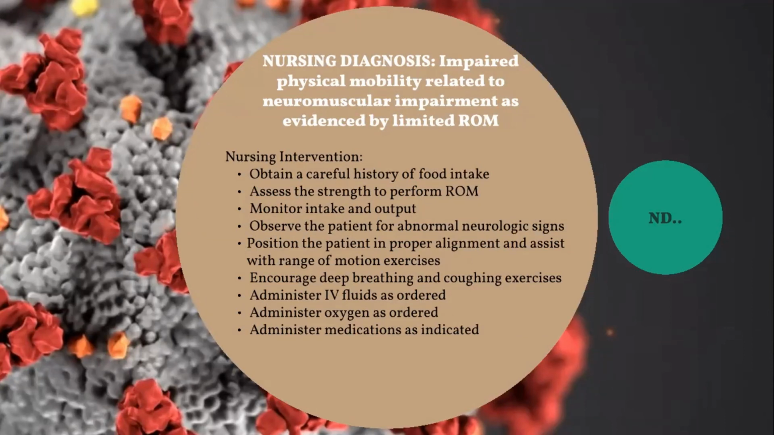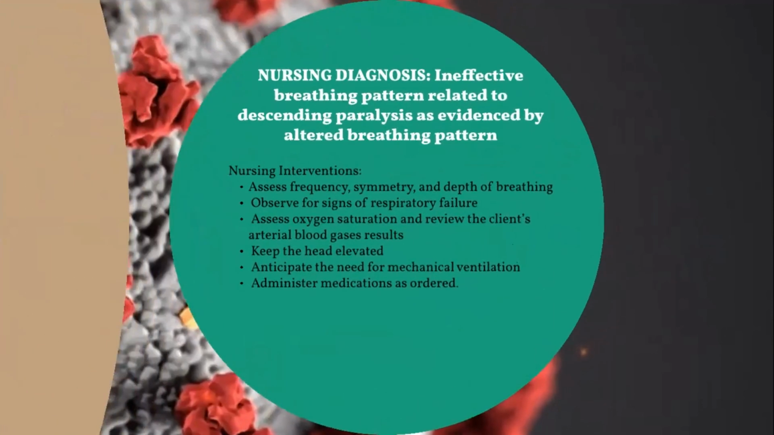administer medication as indicated. Another nursing diagnosis is ineffective breathing pattern related to descending paralysis as evidenced by altered breathing patterns. Nursing interventions include assess the frequency, symmetry, and depth of breathing, observe for signs of respiratory failure, assess oxygen saturation, and review the client's arterial blood gas results. Keep the head elevated and anticipate the need for mechanical ventilation, administer medication as ordered.